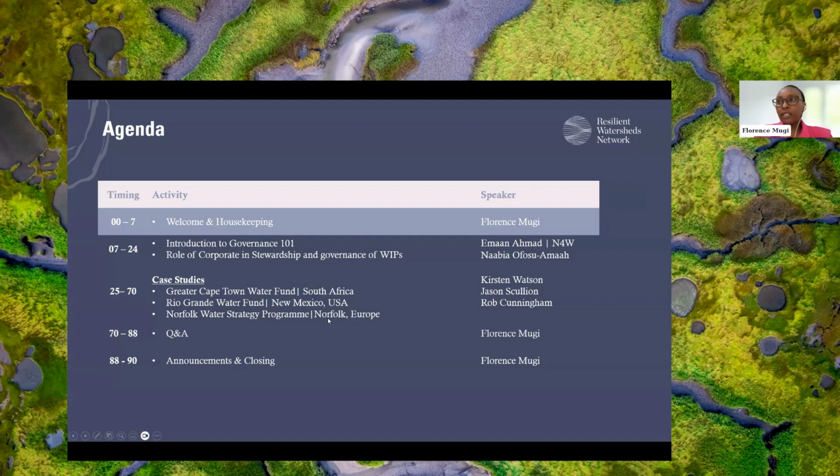So for today's agenda, we have an introduction to governance 101 that will be delivered by our own Iman Ahmed from the Nature for Water facility. That will be followed by Nabia Ofuso, who will be sharing the role of corporates in stewardship and governance of watershed investment programs. And we'll have 3 case studies that will be shared from South Africa, New Mexico, and also Norfolk in Europe.